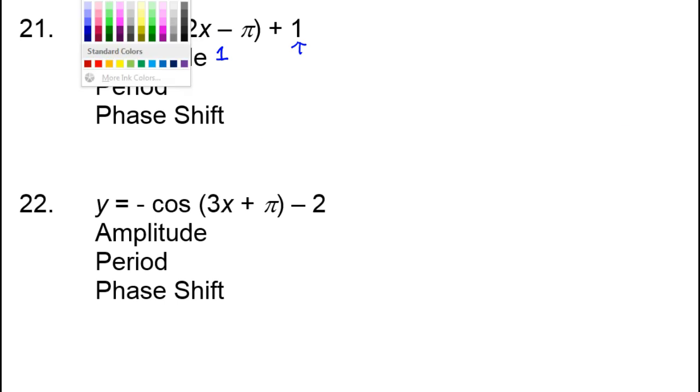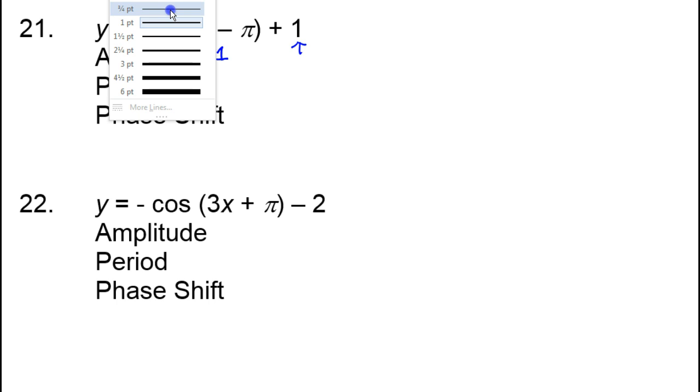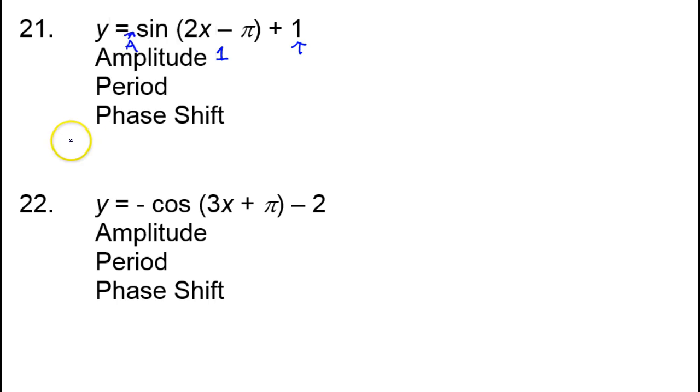Okay, so going back to this problem, I had to rewrite it. So this problem becomes y equals the sine of, now I'm factoring this 2 out. So I'm going to have that 2, and then I'm going to have x minus pi over 2.